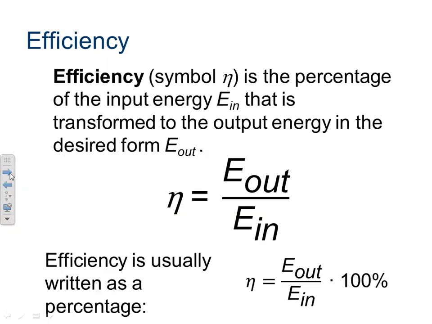As far as efficiency, it's got a goofy symbol. It's another Greek letter, eta. It looks like an N with a long tail on it. But efficiency is the percentage of the input energy, that's E in, that is transformed to the output energy, that's E out. And usually it's in a percentage form, so eta equals output energy over input energy times 100.